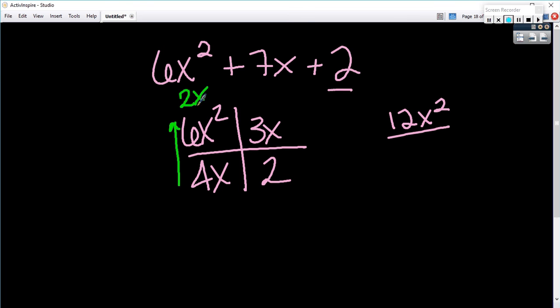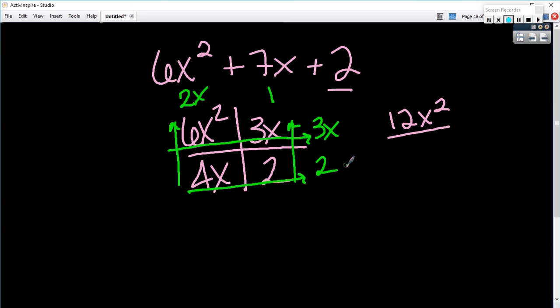Everybody see where that 2x came from? Okay. How about here, GCF? 1. I can't divide 2 and 3 by anything other than 1, right? How about across? 3x. If they both have an x, take the x with it. Okay? And how about here? 2. It is now factored for you.